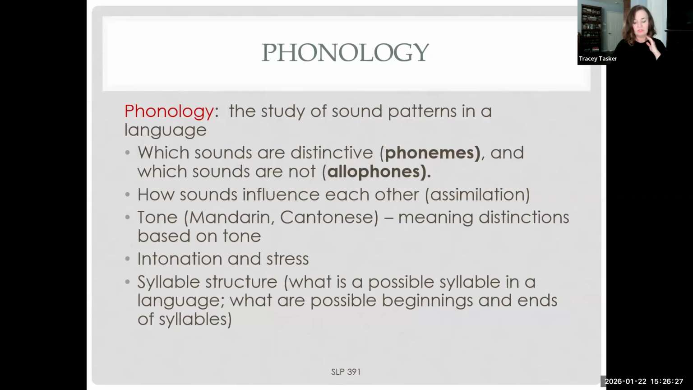Intonation and stress are, well, especially intonation. Intonation is kind of like the melody of language. So in English, if we ask a question, we have that rising intonation. So if I say, we're going to the movies, I'm saying it as a statement. But if I said, we're going to the movies, I'm asking a question, are we going to the movies? So I didn't change the words that I said, but I did change my intonation pattern.